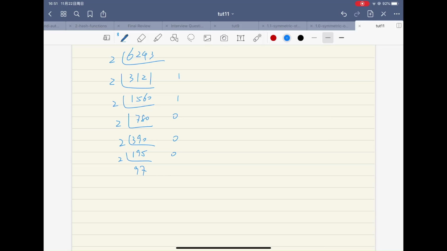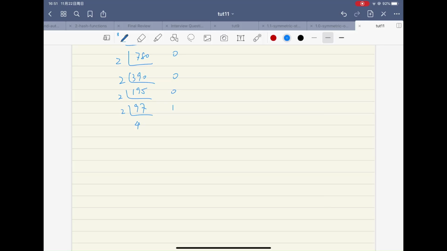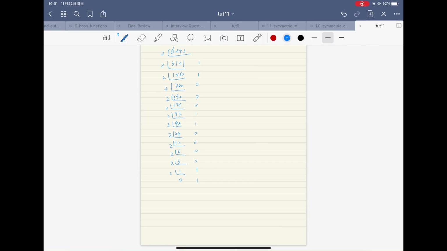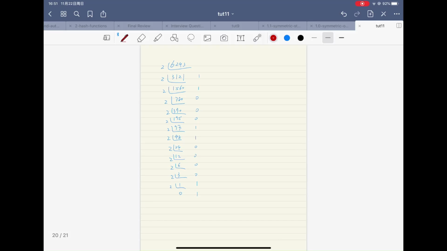And 97, remainder is 1. Divided by 2, we got 48, remainder is 1. Then 24, remainder 0; 12, remainder 0; 6, remainder 0; 3, remainder 0; 1, remainder 1; and 0, remainder 1. Right. This way is clearer, and I think it's more efficient. And we go backward.